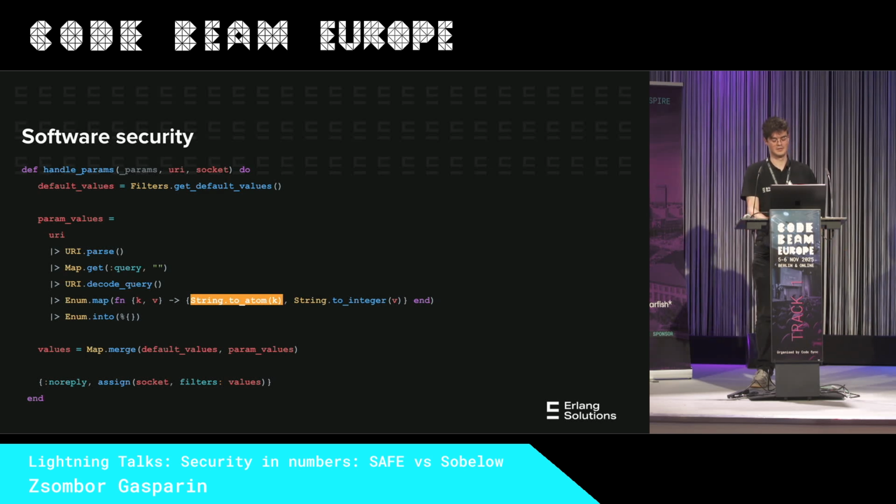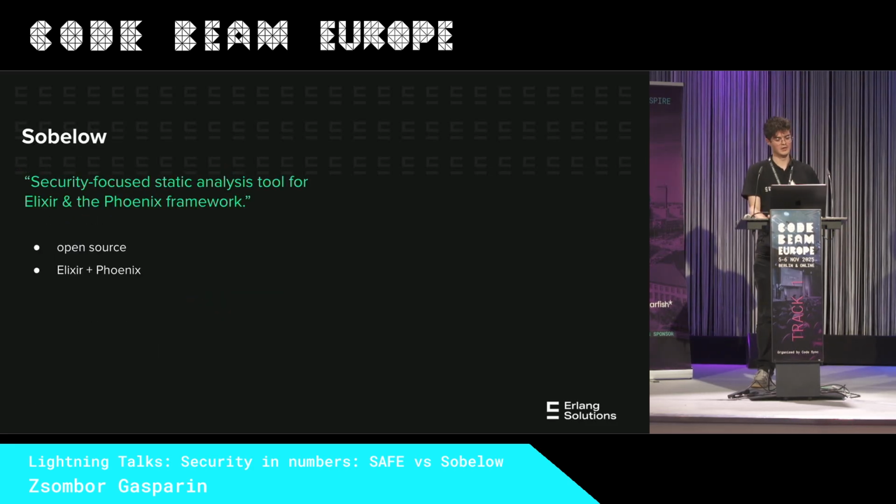What can we do with this? There are multiple libraries available that we can use. One of them is Sobelow, which is, according to GitHub, a security-focused static analysis tool for Elixir and the Phoenix framework. It's open source, and it was designed to analyze Elixir and, more precisely, Phoenix projects.